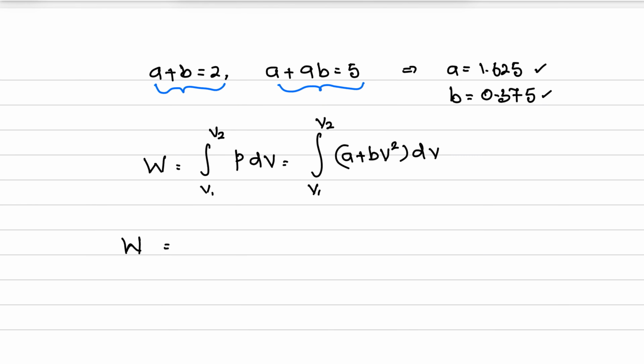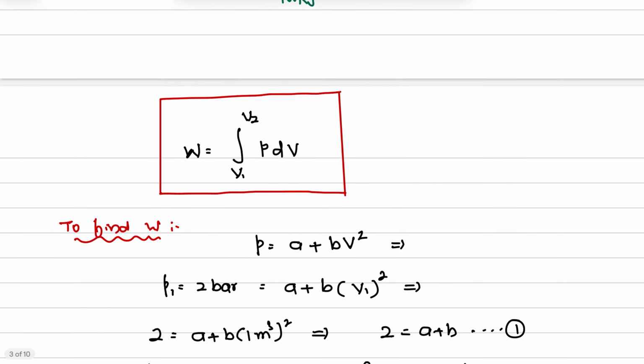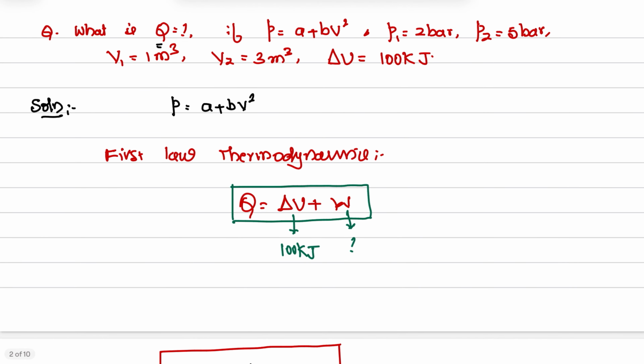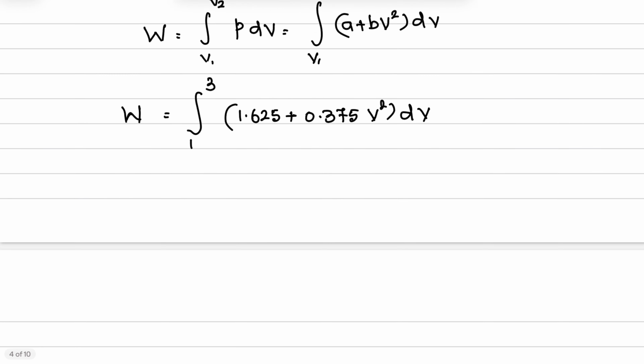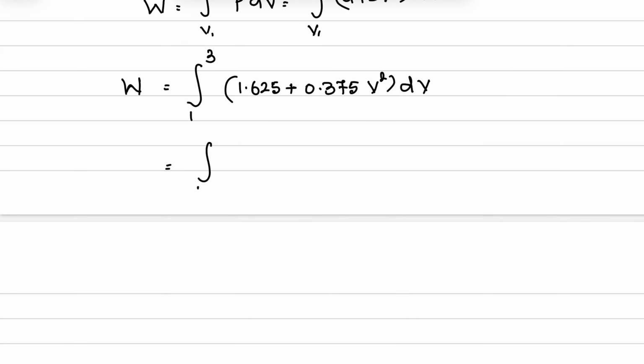What is the value of A? Integral. V1 is how much? Volume 1. We have to do a little bit of integration here. V1 is 1, V2 is 3. A is 1.625 because this is the process, plus 0.375 V square dV. That is equal to integral 1 to 3.